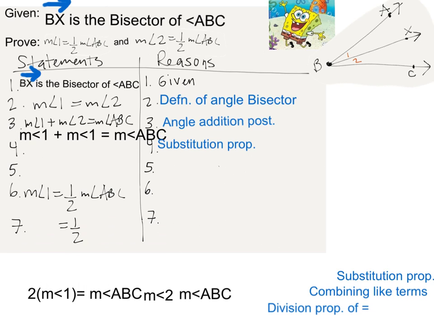If that's true, then let me make this a little bit bigger. Then I can say that here's our measure of angle 1 and the measure of angle ABC. Instead of the measure of angle 2, I'm going to put in an equivalent value. That's the measure of angle 1. That's how I substituted it in.